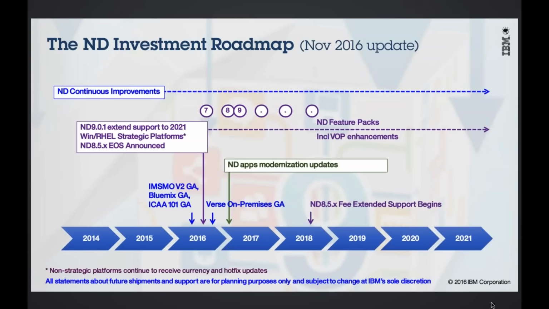Anyway, the roadmap as it looks right now takes us through at least 2021. It's not an end date, it's just the current committed date for support and subscription, but that doesn't say that we couldn't change that and extend that later. This is just what we have committed so far. We will provide continuous improvements to Notes and Domino throughout this period, starting here in 2016.